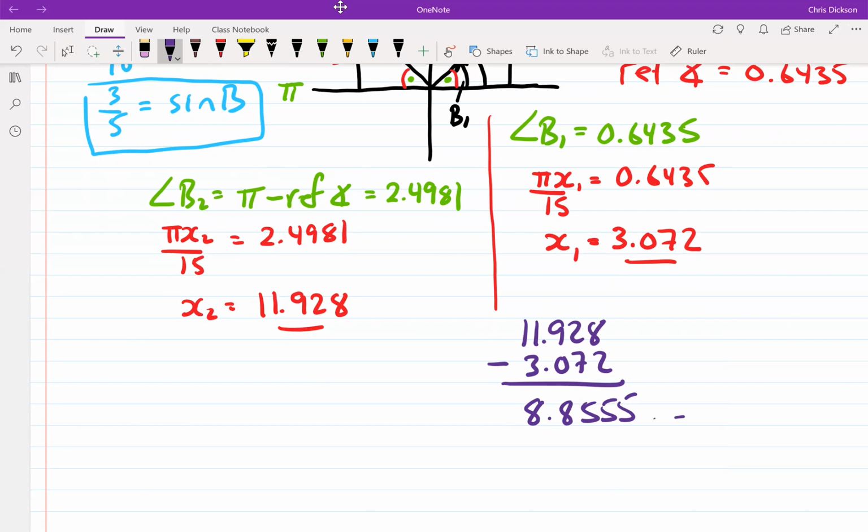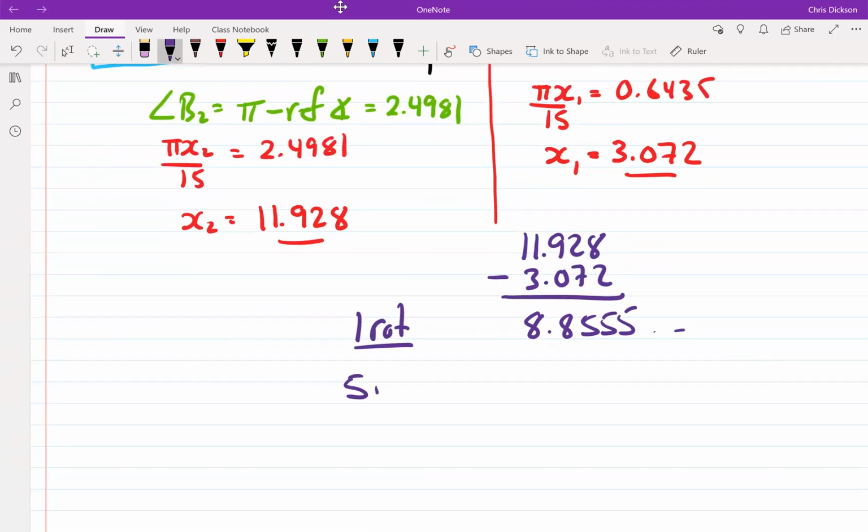Now, that is for one rotation. Her parents are super cool, so they're letting her do 5 rotations. So we times this number by 5, which gives us 44.28 roughly seconds.